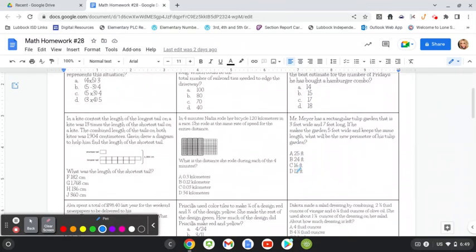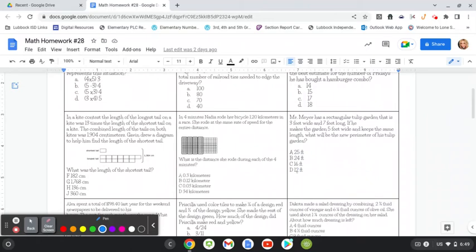Next, Mr. Meyer has a rectangular tulip garden. See, my formatting is messed up here as well. Don't know what happened. Rectangular tulip garden that is 3 feet wide and 7 feet long. If he keeps the same length, so 7 is going to stay the same, and he changes the width to 5.